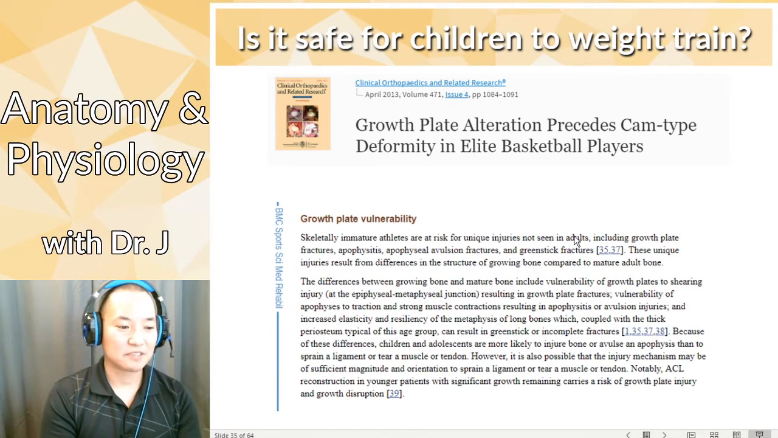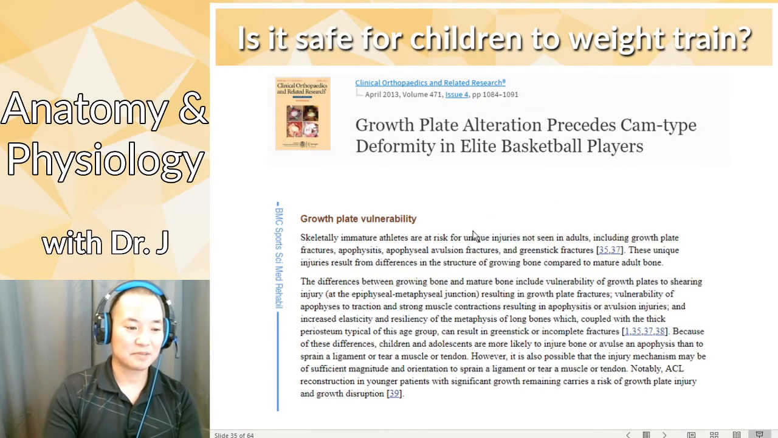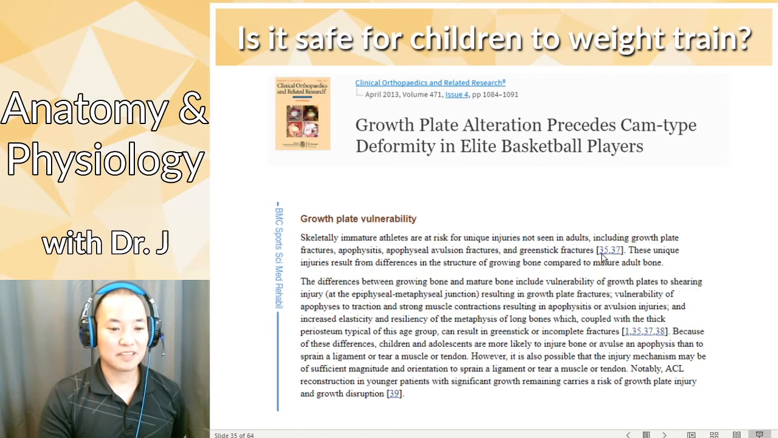So growth plate vulnerability. What's happening here? What we see is growth plate fractures. If you fracture that growth plate, there's no guarantee that it will fuse together and grow properly. And another big concern is that if you injure growth plates, will that cause deformities or stunted growth?